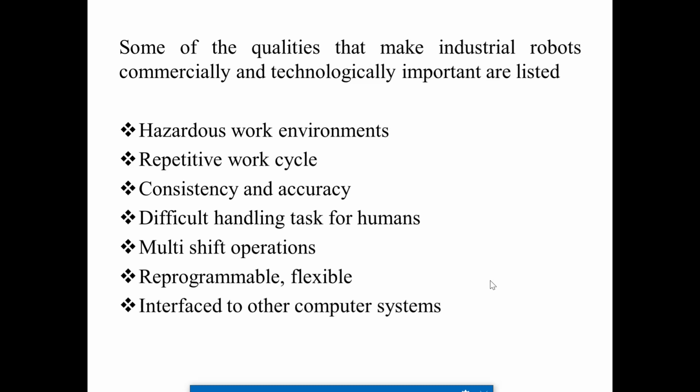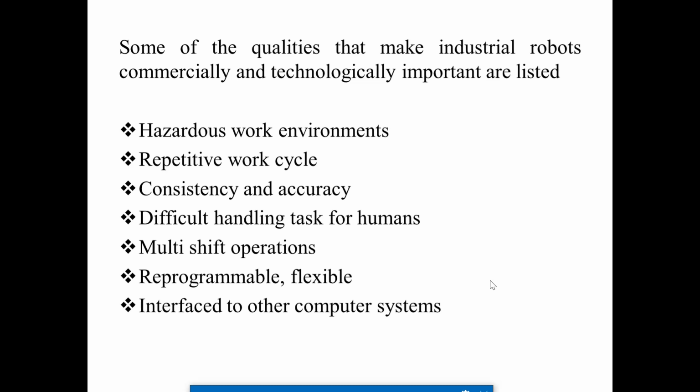Then difficult handling tasks for humans. Where there are hazardous environments and difficult, complex handling tasks for humans, we can replace them with robots. Multi-shift operations: multiple shift operations can be done by industrial robots. Suppose the human labor is working 2 shifts in an industry, one shift he can reduce and give to the robots. We can work the robots in one shift, and in another shift we can give it to the human labor.